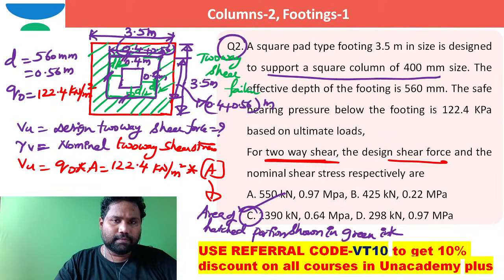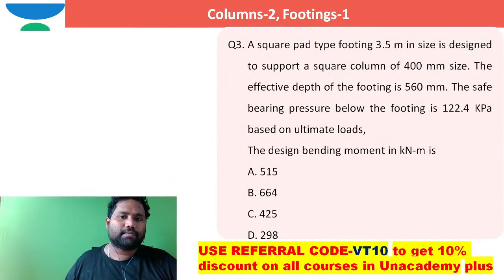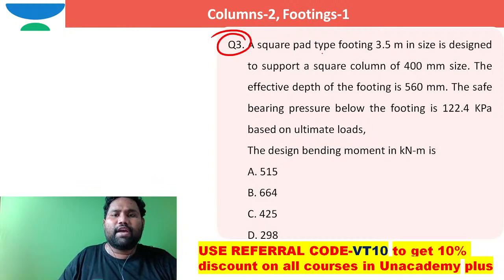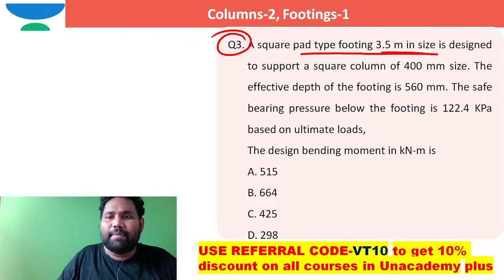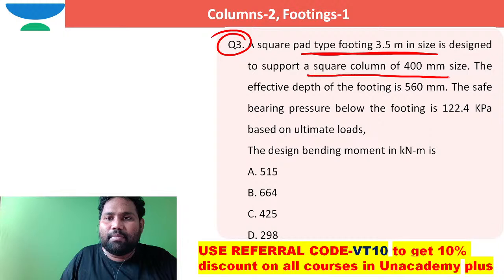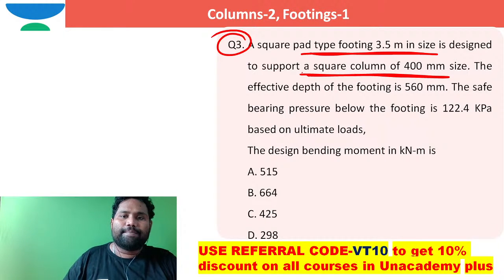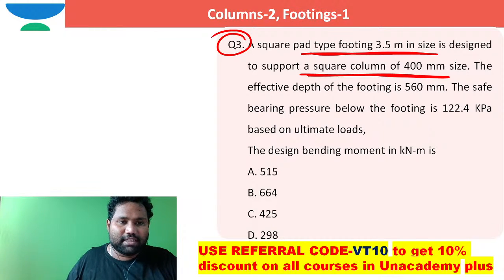Moving to the next question. I hope you are able to see this next question. A square pad type footing 3.5 meter in size is designed to support a square column of 400 millimeter size. The effective depth of the footing is 560 millimeter. Same question, the question is not changed.